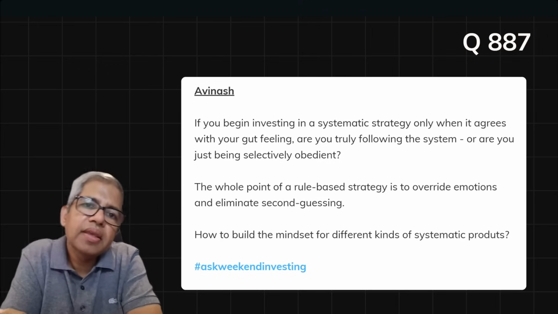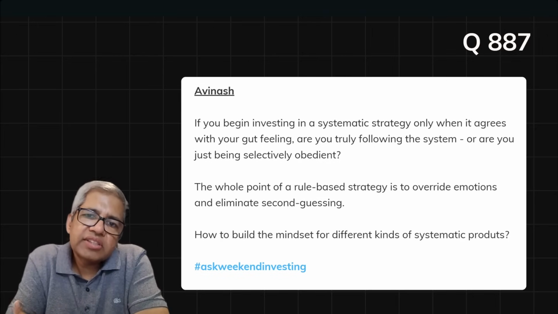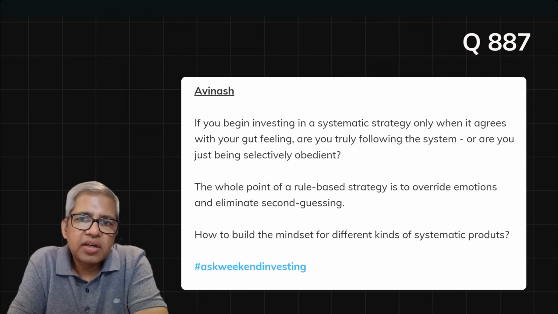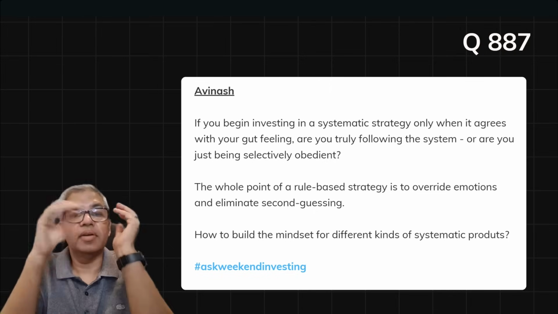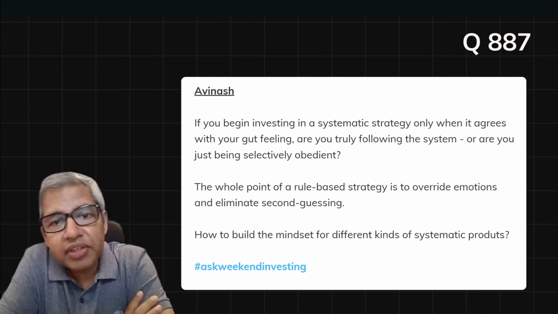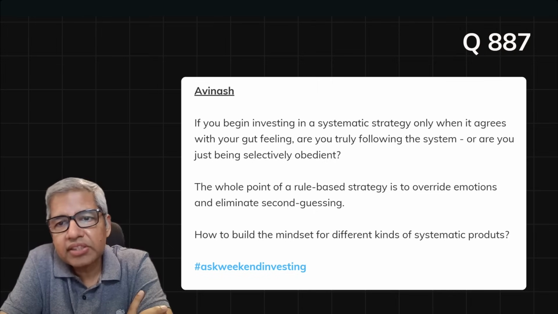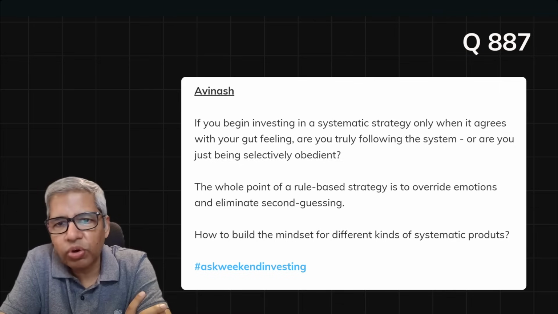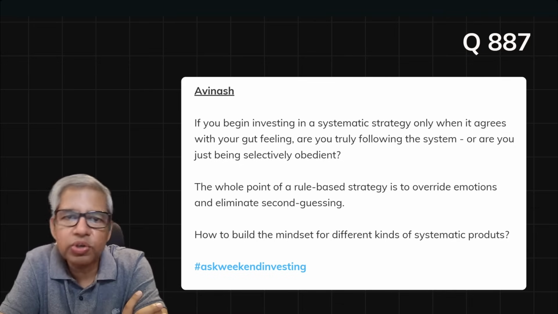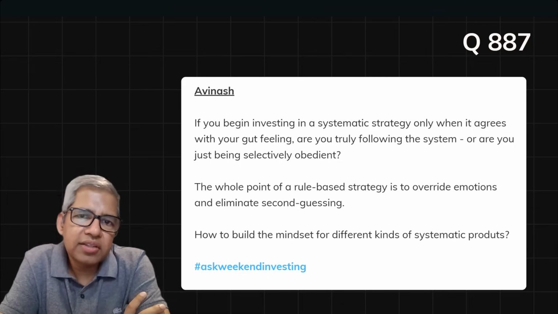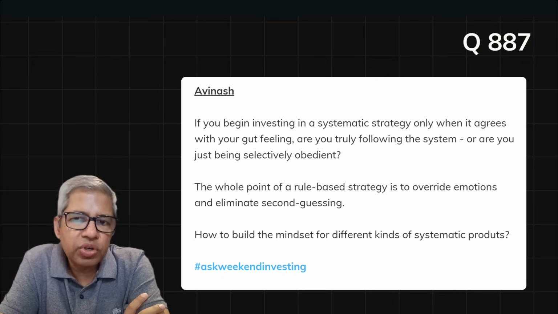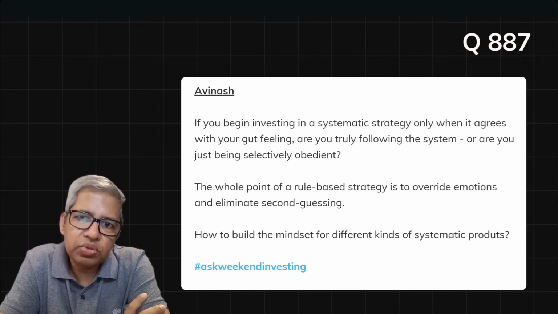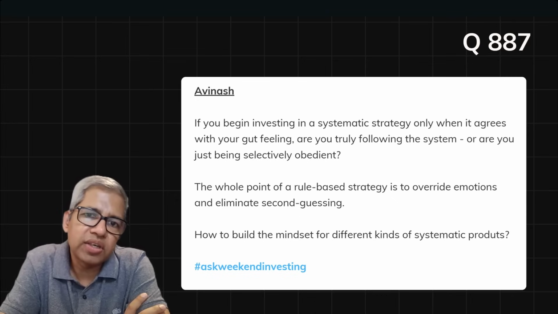Avinash says, if you begin investing in a systematic strategy only when it agrees with your gut feeling, are you truly following the system or are you just being selectively obedient? Okay, I'll have to read it again. If you begin investing in a systematic strategy only when it agrees with your gut feeling. So there is no if and but in following a systematic strategy. Either you are following or you're not following. If you're not following, then there's no point being there. And if you're truly following the system, you have to go the last mile and follow it.